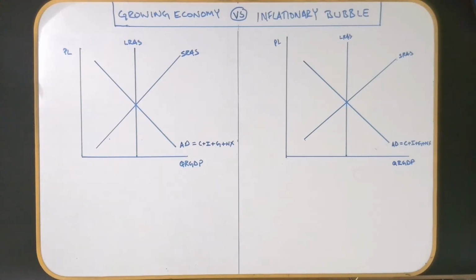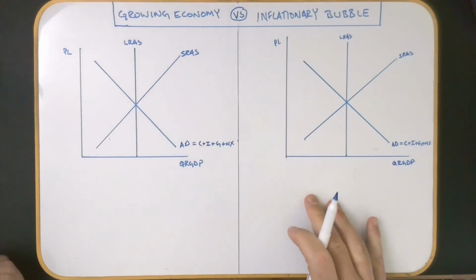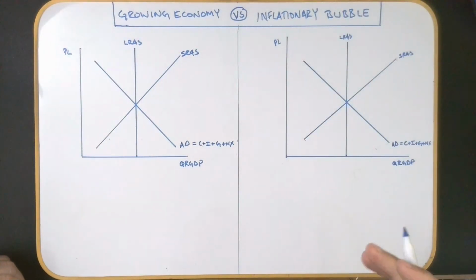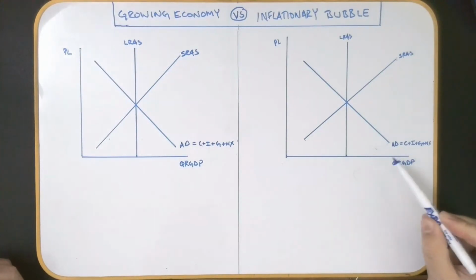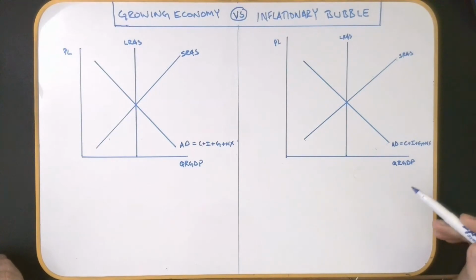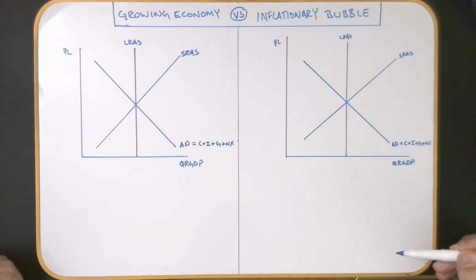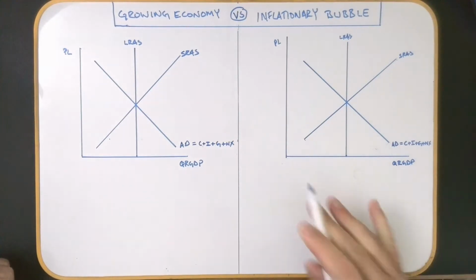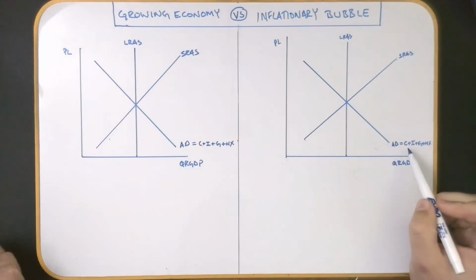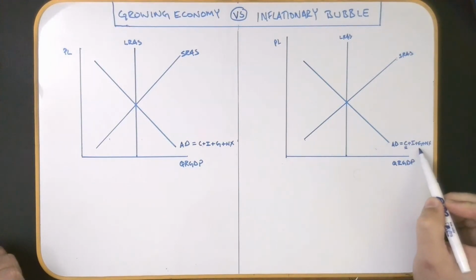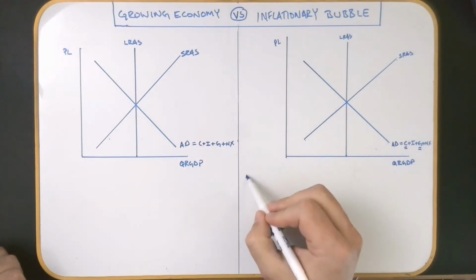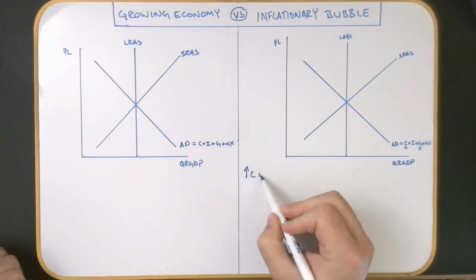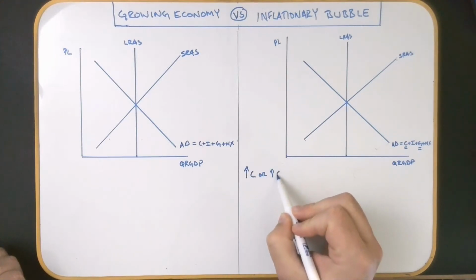What I want to demonstrate is the difference between the catalysts for growth. On this side, I want to do the inflationary bubble and show you what happens, and it all depends on which one of these four components of real GDP is driving the aggregate demand curve. Depending on which one it is, there are very different effects. On this side, I want to focus on what happens if consumption is increasing, or government spending is increasing.